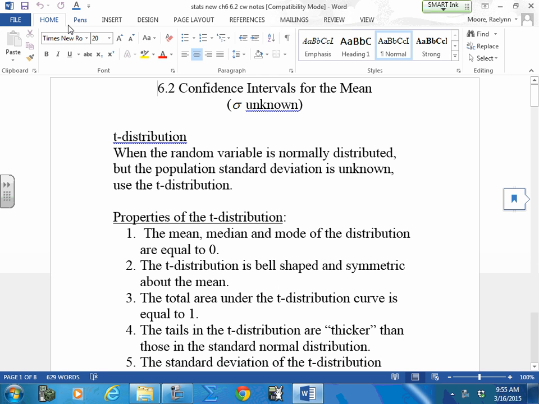In 6.1, we did a confidence interval, and we knew the population standard deviation. They gave us a sample of size n, 35, 92, whatever. They gave us the sample mean, but they gave us the population standard deviation. Now the difference between 6.1 and 6.2 is this. The population standard deviation is unknown.